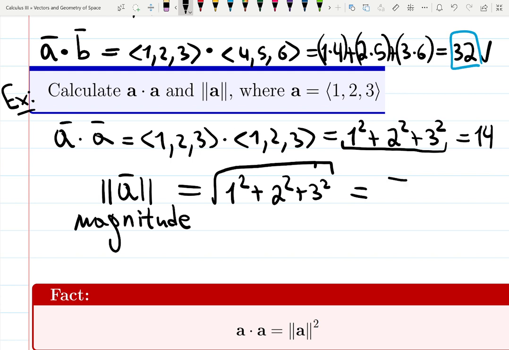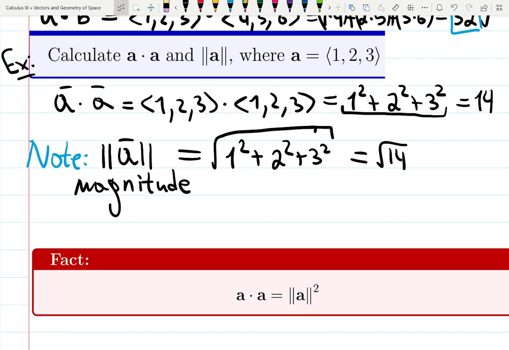2 squared plus 3 squared. So that is a square root of 14. So note, that's a note. And it is a fact, A times A is a square of the magnitude.